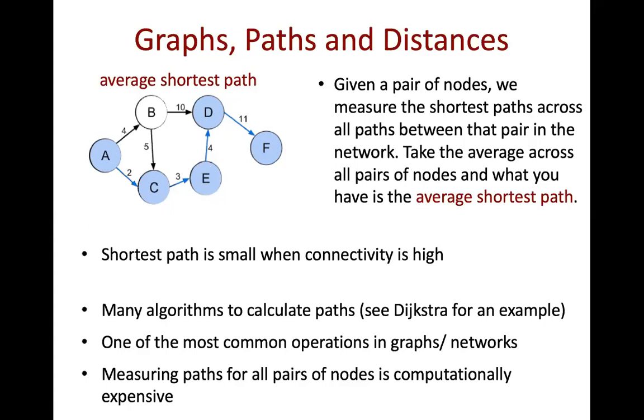And this is one of the most common operations in graphs, and measuring paths for all pairs of nodes is computationally quite expensive. Imagine you have to run Dijkstra's algorithm for the square of the size of the network, right? So you need to take all possible pairs, and then you have to run the algorithm for that.